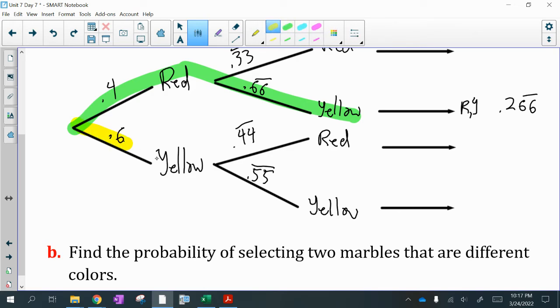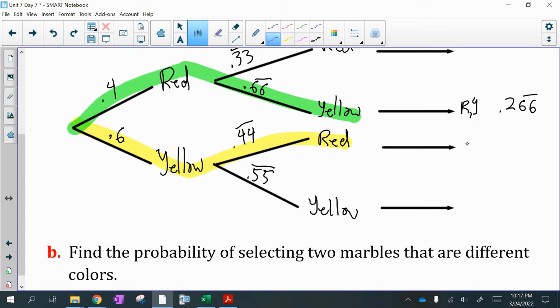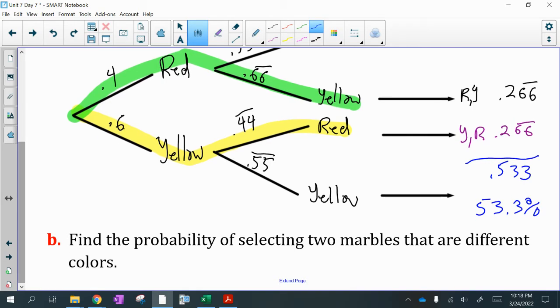And I'm going to try and do the same thing on the other end. We're going to go yellow and then red. And once again, I'm going to multiply together my probabilities. And guess what? I get the same thing out again. Now, it's not always going to come out to be the same, but these numbers do line up very nicely for us. Now, what I'm looking at is I was asked to find the probability of selecting two marbles that are different colors. So those are the two different ways. I'm going to add together their probabilities, and I'm going to get 0.533 repeating, or roughly 53.3%. Okay, so far so good.